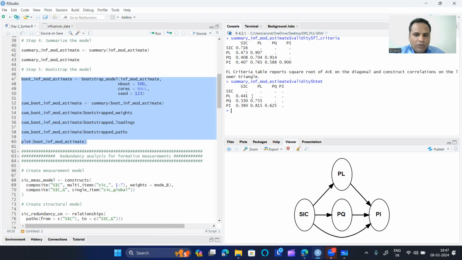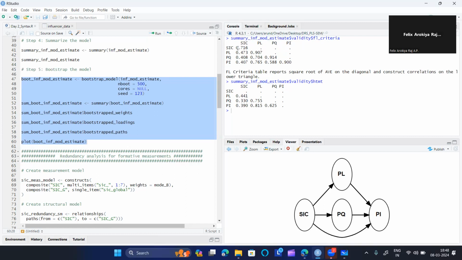No. Here we don't compare the on and off diagonal values. Felix ji, that on and off diagonal values comparison is for the FL criteria. For HTMT, we don't compare that this should be greater than this. For HTMT, we only see that none of the values should be greater than 0.85. That's it. Okay, sir.